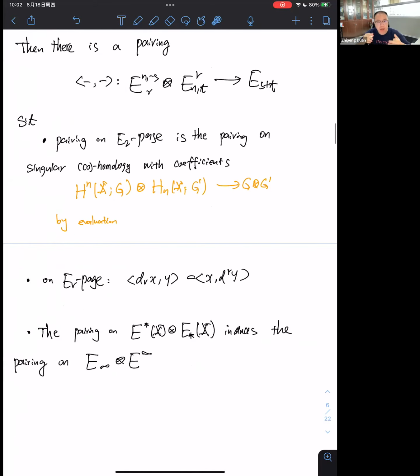The second property is about a kind of duality between differentials. If you apply the differential on a class in homology and pair it with a class in cohomology, it equals the pairing of the class X with the differential in the cohomological spectral sequence applied to the class Y. It tells you that if you know some information about differentials in the homological or cohomological spectral sequence, then you can use this pairing to know some information about the differentials in the other one.